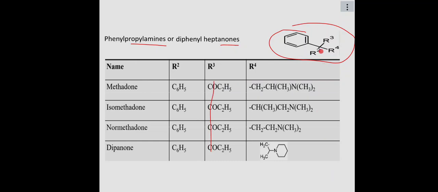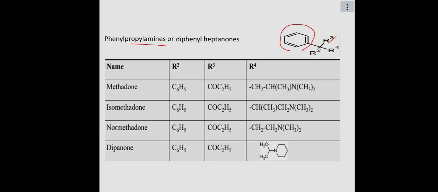And as we will see, in most of them R2 is usually also a phenyl group, and one of the other substituents is also a ketone, and that's why we are calling them diphenyl heptanones or the phenyl propylamines. We are calling them phenyl propylamines because we see a phenyl, and in one of these there will be a CH2 and CH3. So phenyl propylamines 1, 2, 3. We'll be able to see as we look at the structures.